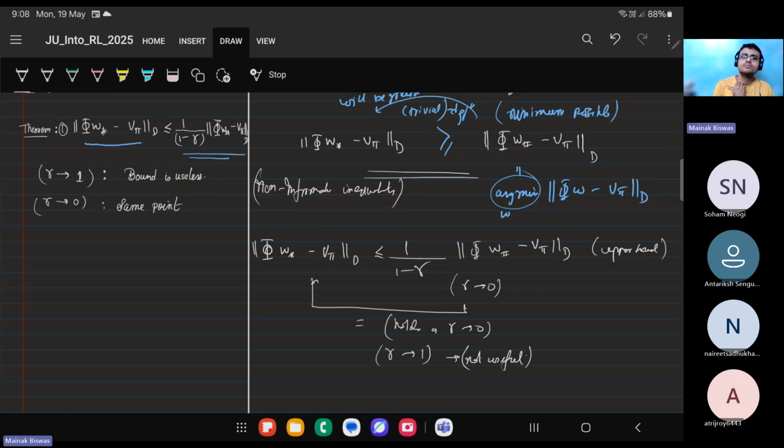Correct? So if you put a high discount, where only the short term actions are being considered, then you can really put a bound on this and say how close I can reach to the original solution. That's what we'll try to prove. Any questions? This is an informative bound, and that's what we'll try to prove.